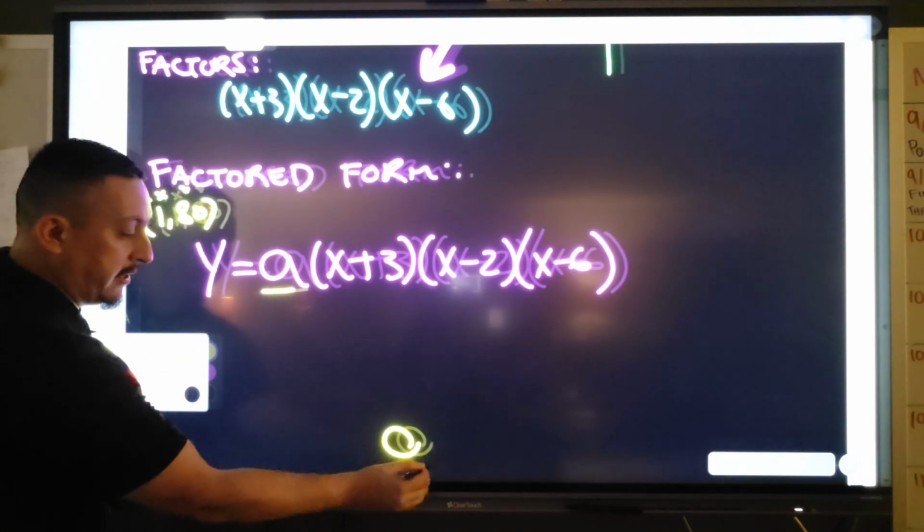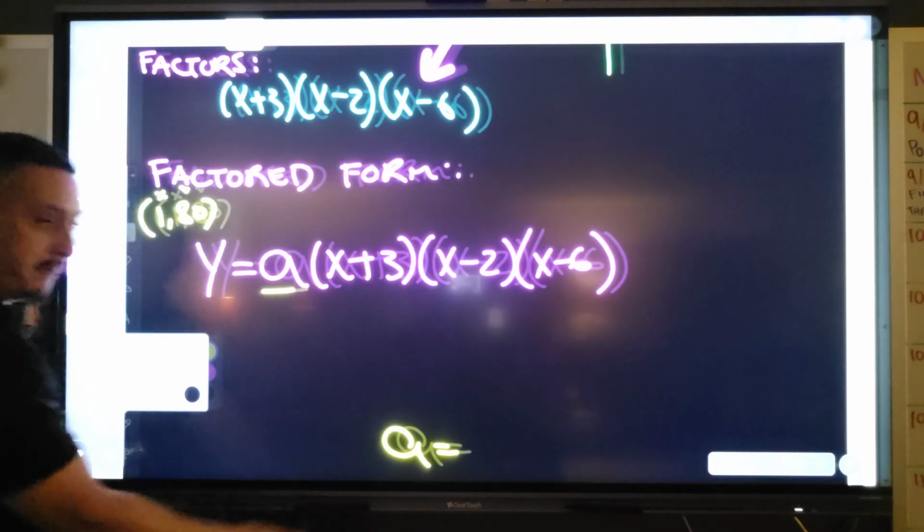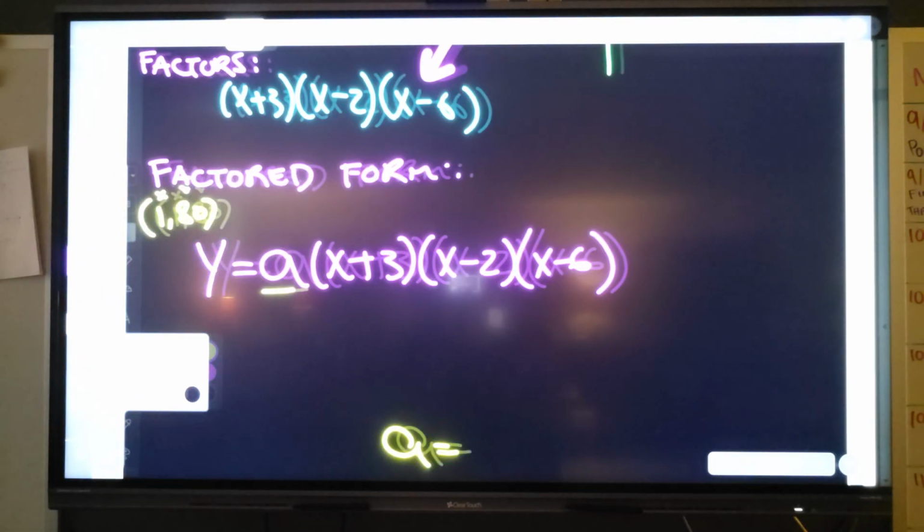What is a equal? I'll give you a minute and a half. What is a equal?